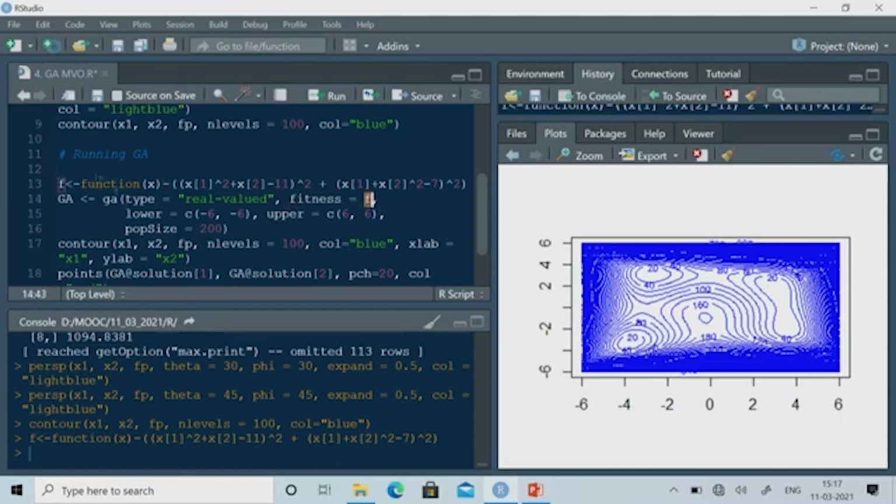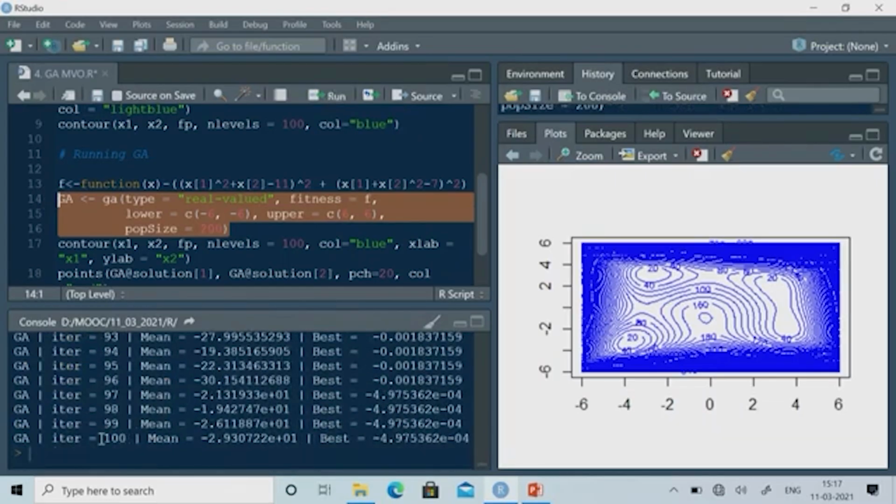Then the fitness value is f. So, this is a maximization problem now, and then you have to define the lower bound and upper bound. So, the lower bound is minus 6 and minus 6, that means for x1 it is minus 6, for x2 also it is minus 6, and the upper bound is plus 6 and plus 6, and the population size I have defined as 100. If I do not define it, then the default value will be taken. Okay. So, let us run this particular line.